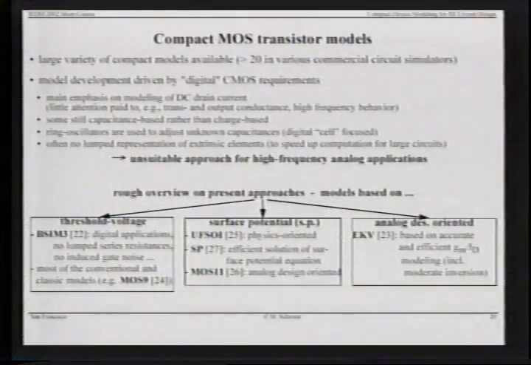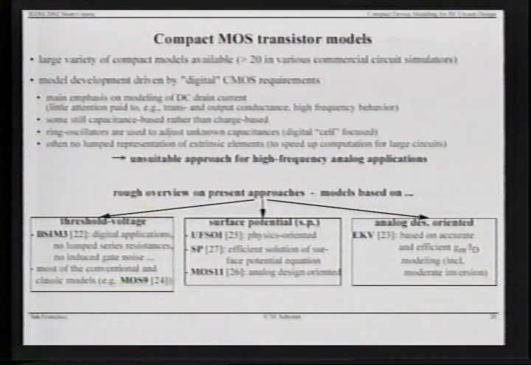If you look at MOS compact transistor models, then first of all, if you look at a simulator like HSpice, you will notice that there are tons of MOS transistor models available, and there's really the question, which one to choose. The problem with these is that the development of most of these models is driven by digital CMOS, and the models are lacking many of the features that you need for analog design, and they become unsuitable for high-frequency modeling.